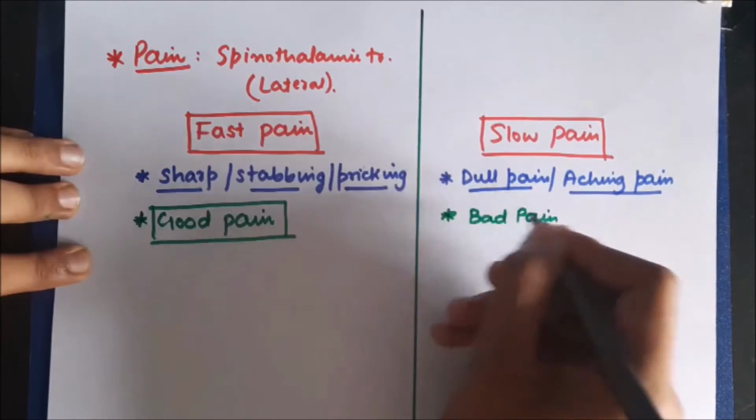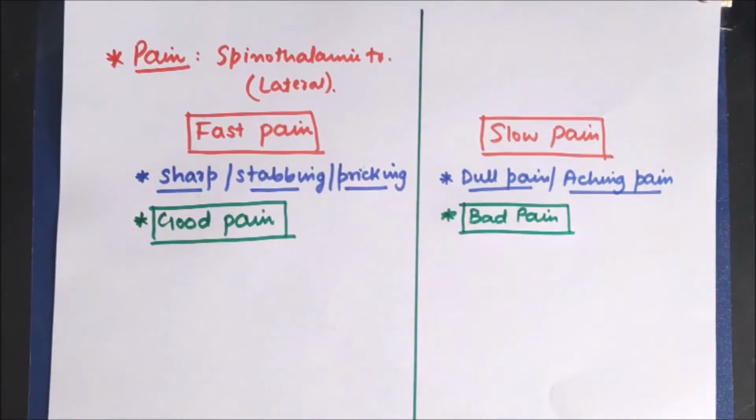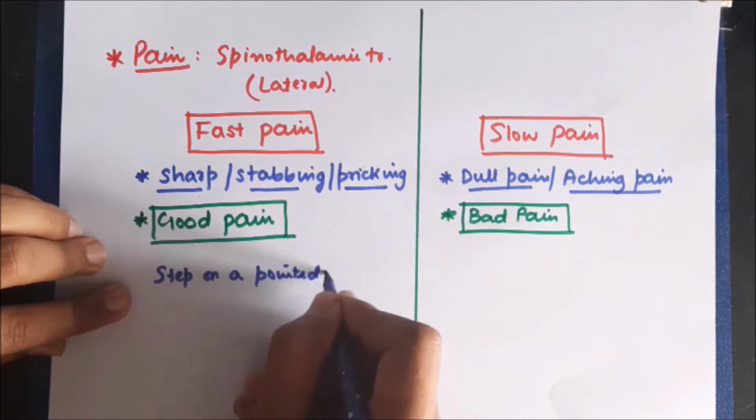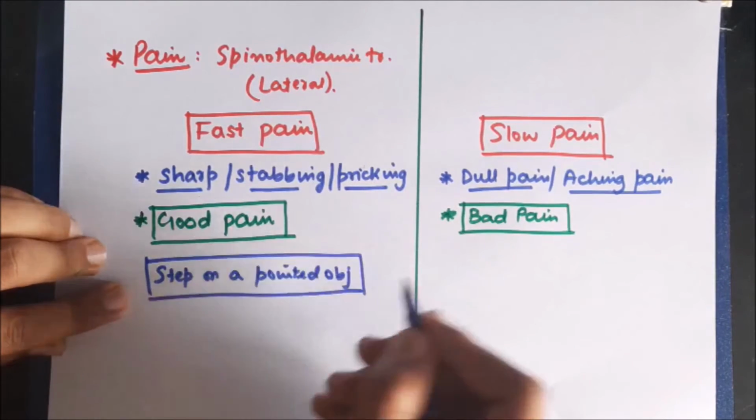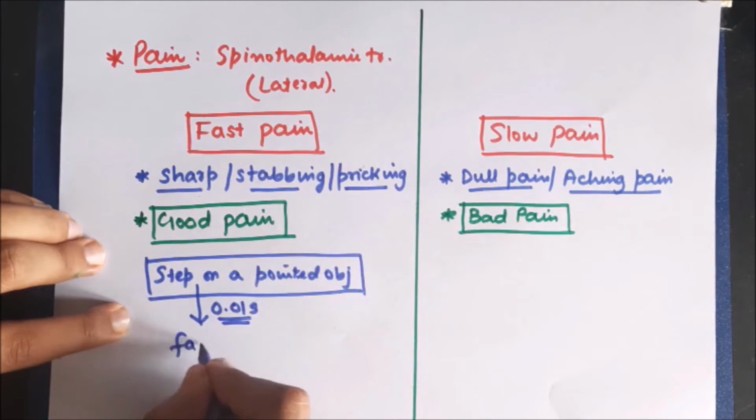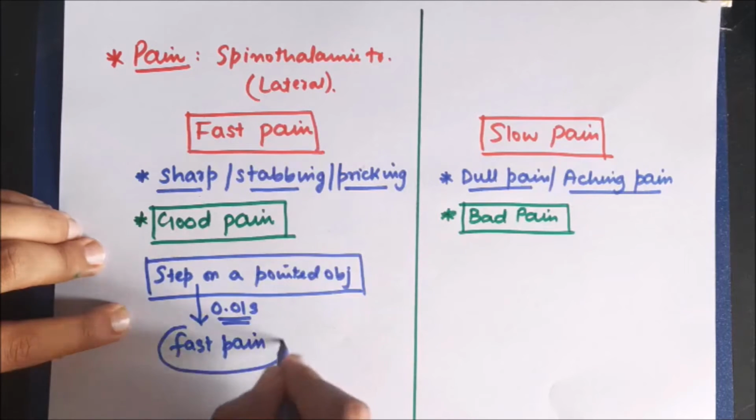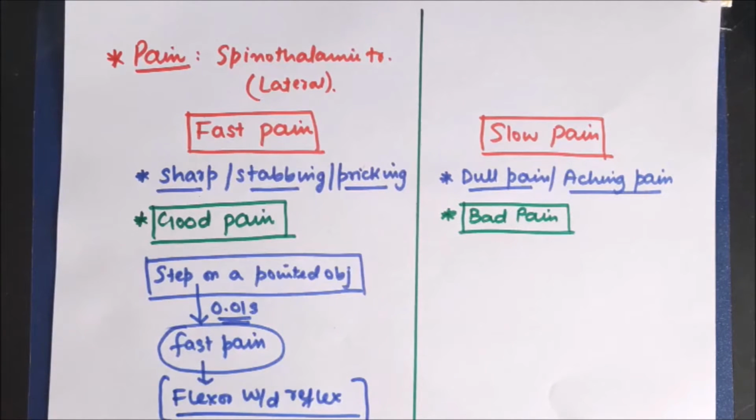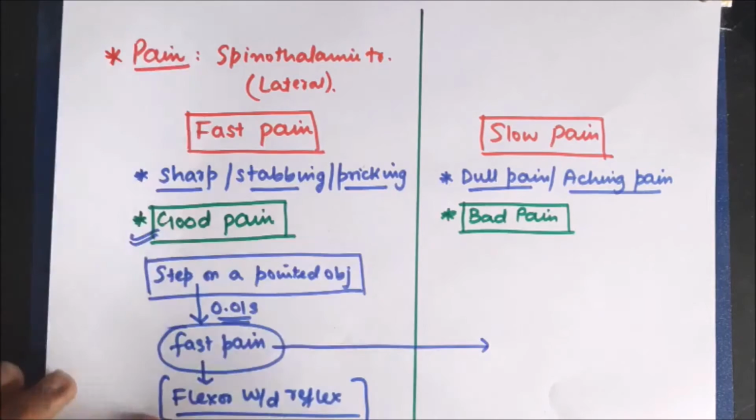Now the question is, why is fast pain called good pain and why is slow pain called bad pain? So let us take an example. Let us say there is a child and he steps on a pointed object. So he is going to experience some pain sensation. The first pain that he is going to experience in almost 0.1 second is called the fast pain, and this pain is going to result in the flexor withdrawal reflex. So the boy will withdraw his foot from the pointed object because of a reflex, the flexor withdrawal reflex, which will be stimulated by fast pain.